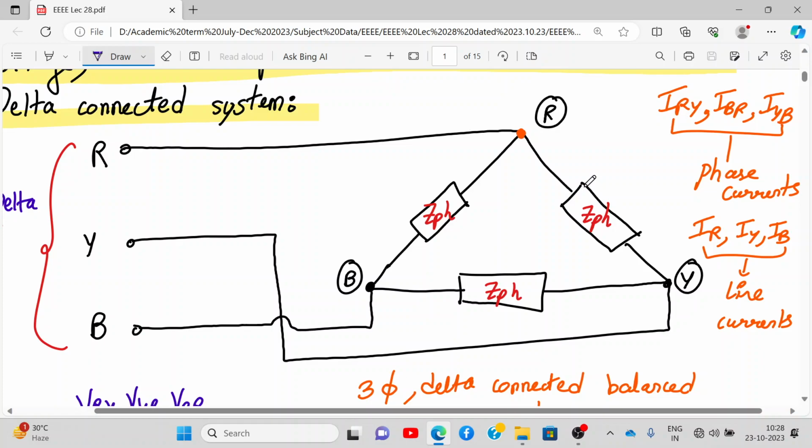Now please concentrate and write it down. Yeah, students, please concentrate. Those who have come late, please don't disturb the class.